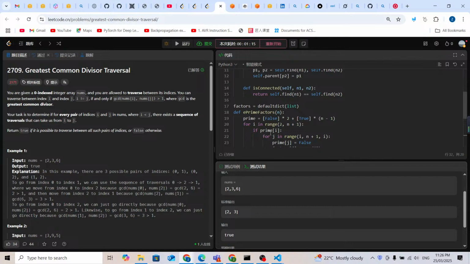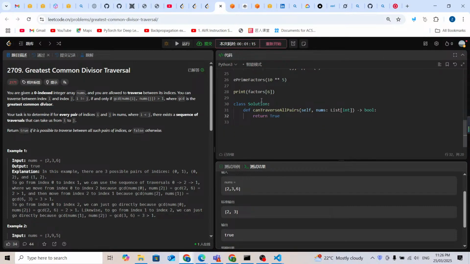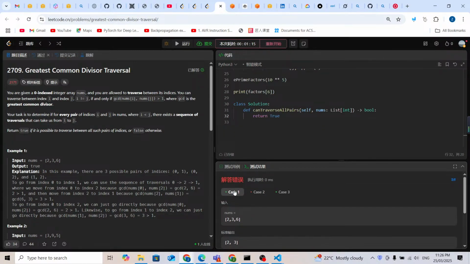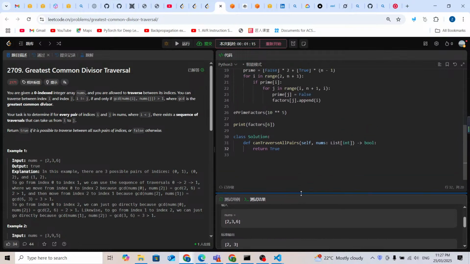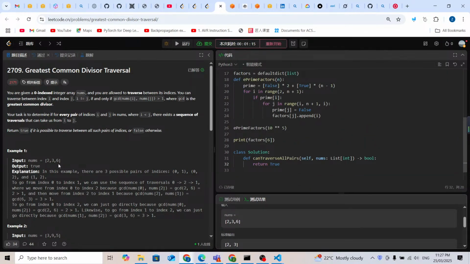Let's check what is inside. For the first example, because this is running outside of the class, it means it is just running one time in case 1. So from here we can find it. It is 2 and 3. So this means for 6 we have the prime factors 2 and 3, and we need to connect 2 and 3 together. So what about factors[3]? We only have 3. I'm not sure, but let's just continue.